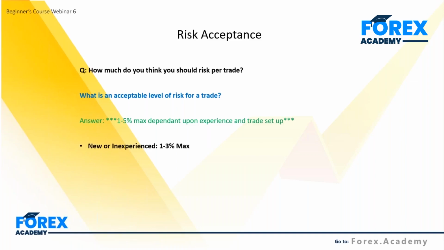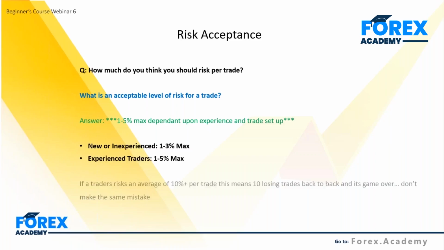Newer inexperienced traders are at a bit of a disadvantage in terms of trading the markets compared to traders who have traded the markets for 2 to 3 years and beyond. So we'll choose 1 to 3% maximum risk. Experienced traders, 1 to 5% maximum risk. If a trader risks an average of 10% plus per trade, this means 10 losing trades back to back and it's game over. Don't make the same mistake again. Absolutely. So this is one reason why it's not advised, of course, to take 10% risk per trade.